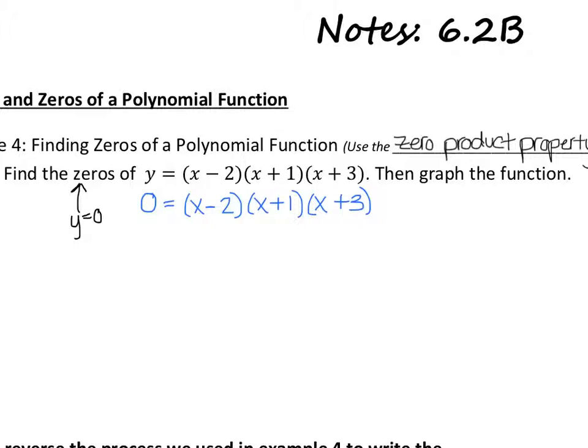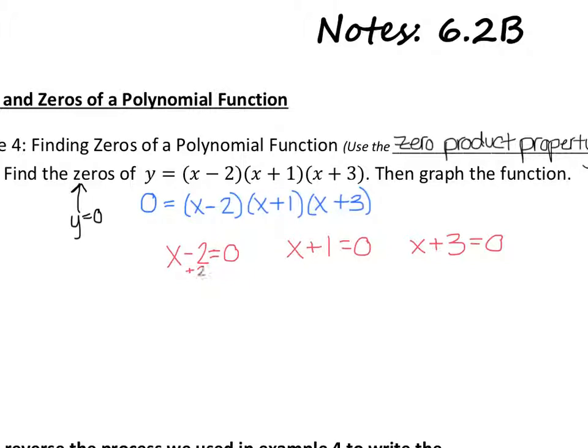Very carefully, all right. What we said was that if things multiply together to get 0, at least one of them has to equal 0. So we use that to say, well, then x minus 2 equals 0, x plus 1 equals 0, and x plus 3 equals 0 at some point on the graph. So solve each of those.